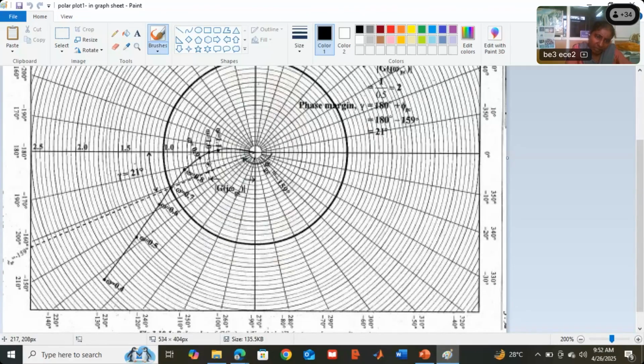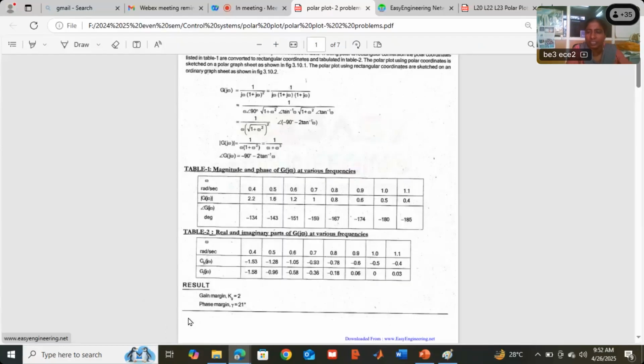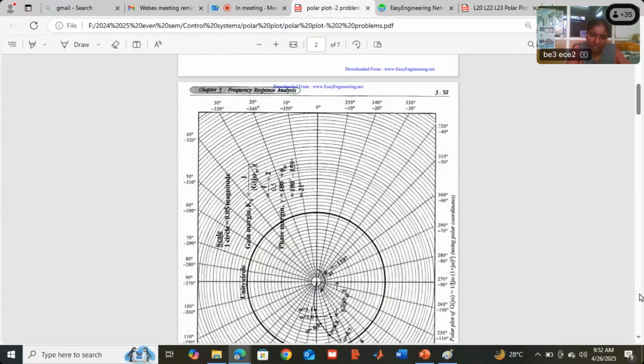You can give naming. This circle they are taking as 0.9. And the magnitudes they have written. I will see the original textbook. This is a zoomed version, not very clearly seen.